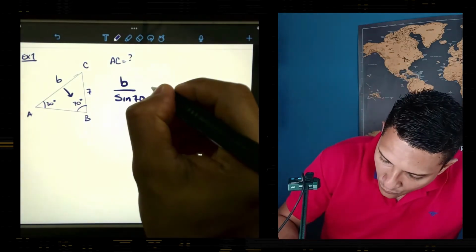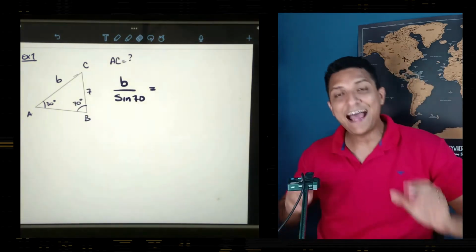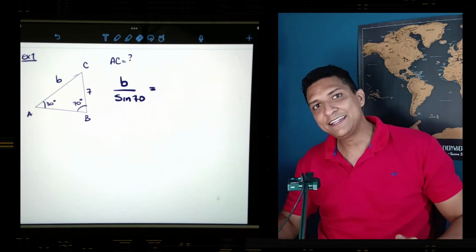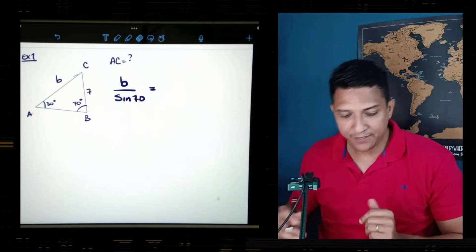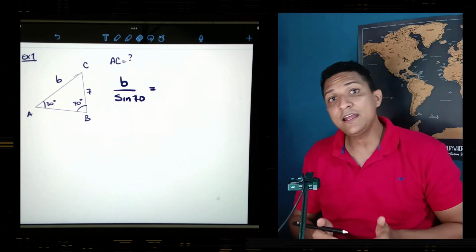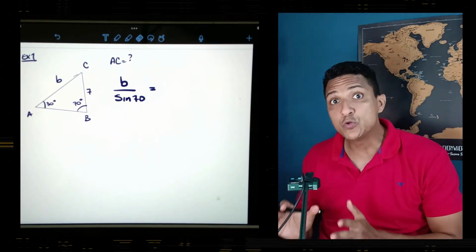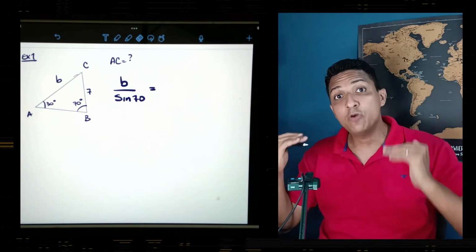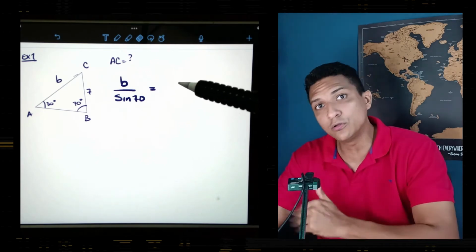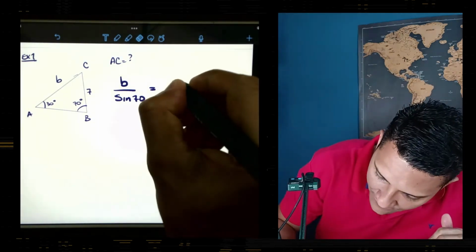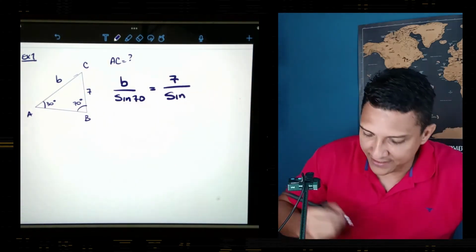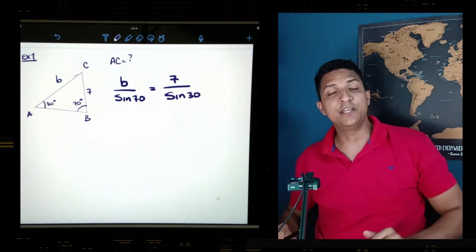And now, what I'm gonna do is use the other pair, an angle and a side that are given. In this case, the side lower a and the angle A are those that are given, so I'm going to use them. I need to keep the same order. If I started with a side, I need to start the second proportion also with a side. So I'm going to start with 7, and below, I'm going to write sine of the angle A, which is 30 degrees.